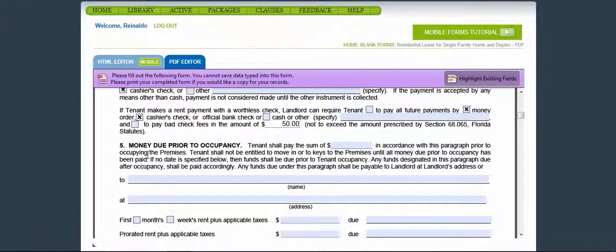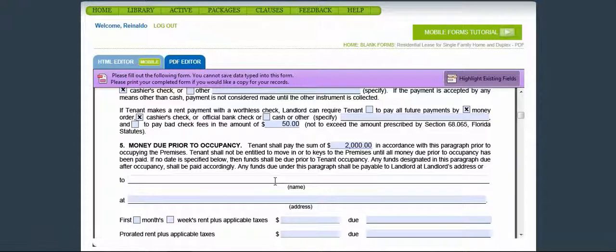Money due prior to occupancy. The tenant shall pay the sum of $2,000, let's say, before he occupies the premises. This amount could be $2,000. This amount could also be $1,000. For example, they might just want 1 month. So you would make this $1,000, or we'll just leave it there at $2,000.